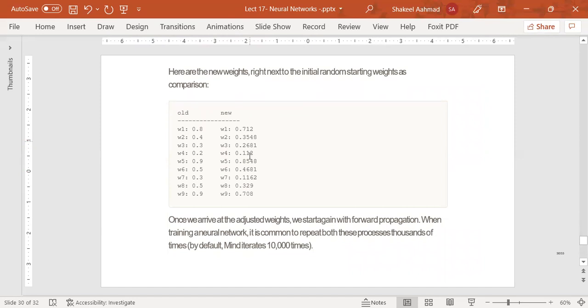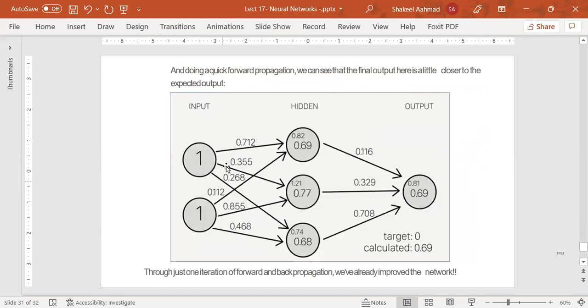And now we have these new weights. We have applied these new calibrated weights, and after that we have applied one iteration of forward propagation. After forward propagation, the result is 0.69, which is better than 0.74. So in this way, after one iteration, we have already improved our network.